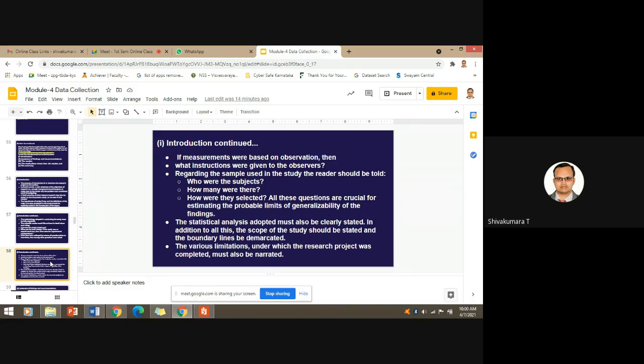demarcated. So you need to fix the boundary. You need to fix a traffic problem. You need to be specific. You can solve the traffic problem for Bangalore city. You cannot generalize that it works in Mangalore, it works in Chennai, it works in Hyderabad, it works in Delhi.